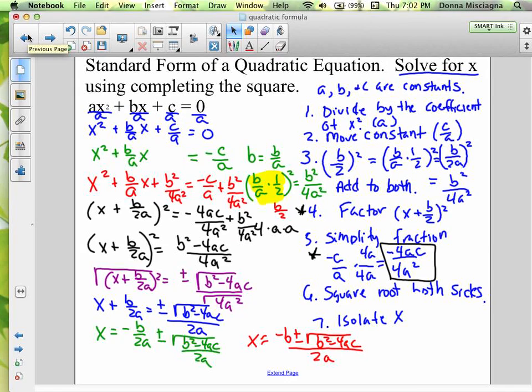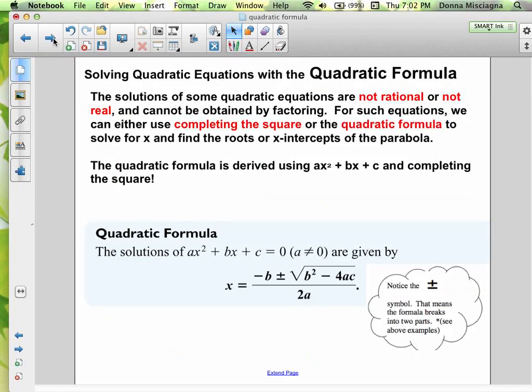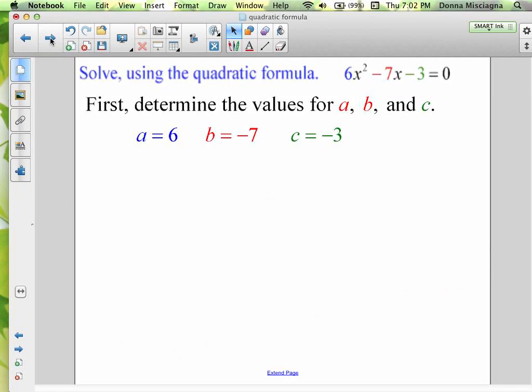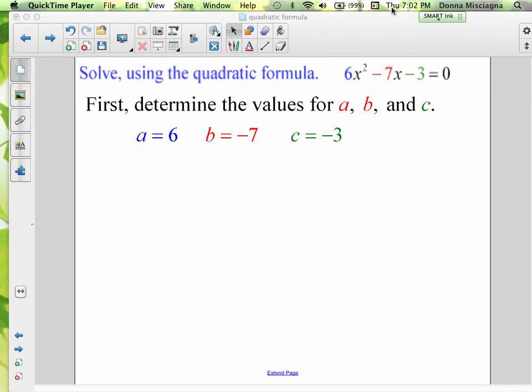As we go through these problems, we're going to look at which method to use. Sometimes it will be easier to use completing the square, and sometimes it'll be easier to use the quadratic formula. And we'll talk about when it will be easier to use each technique. Let's use the quadratic formula with this particular equation, and this one's in your notes: 6x squared minus 7x minus 3 equals 0.